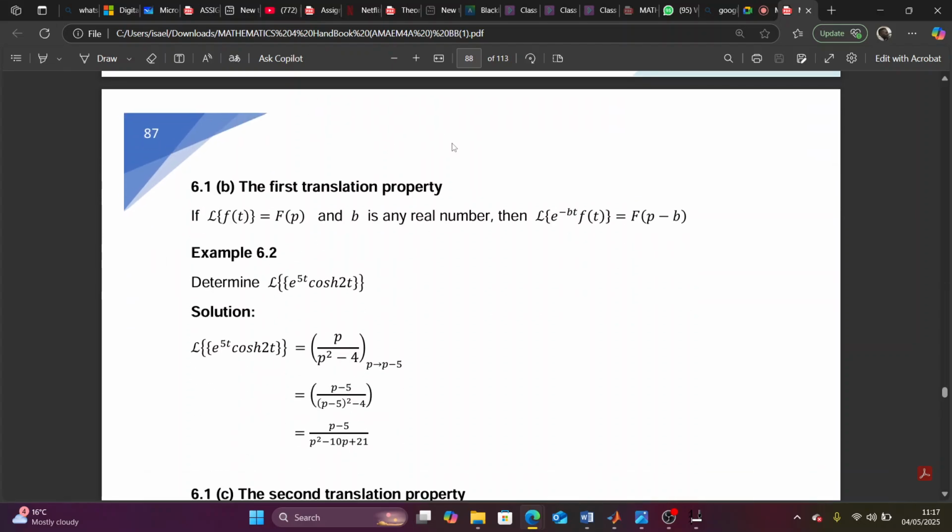Now, Mr. Trinichi, let's do this one here. They call this the first translation property. This is basically when you've got an exponential with cos. How do you go about it? There is a formula for it, but let's apply the first translation formula they are using here to see how it is done.